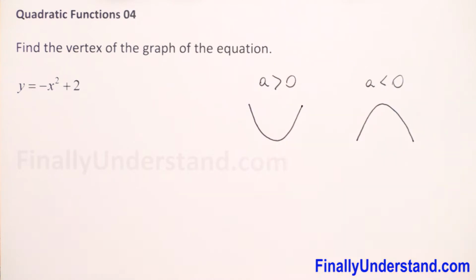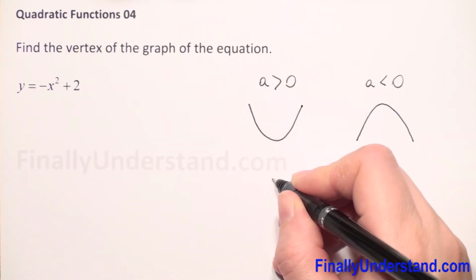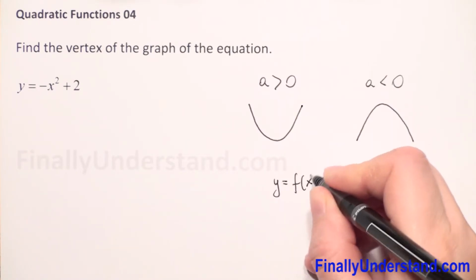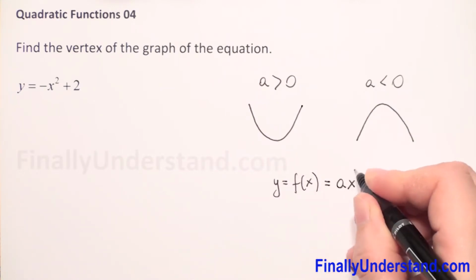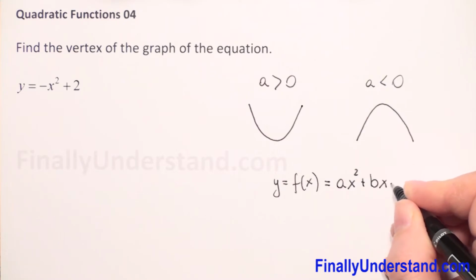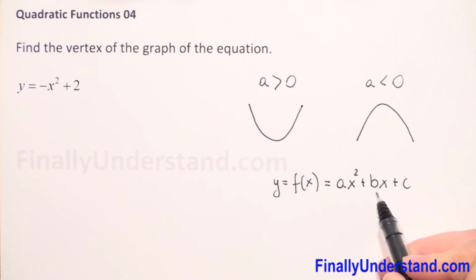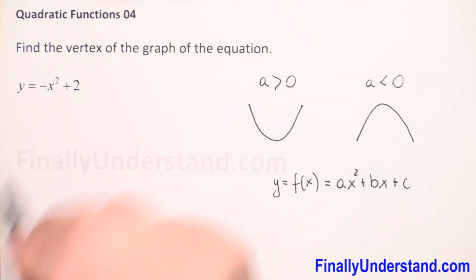And what is a? Let me remind you of the general form of a quadratic function. We can write that y is equal to f of x. It doesn't matter if you use y or f of x. This is equal to ax squared plus bx plus c. So we see that a is the coefficient before x squared, b is the coefficient before x, and c is the constant. In our function, we don't have an expression with x. It means that coefficient b is 0.